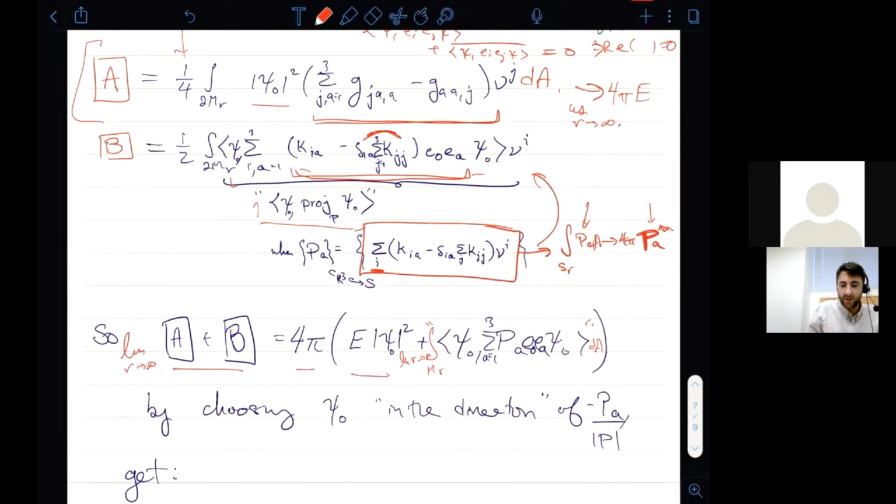be 4 pi energy times the norm of that constant spinor. We're still free to choose the constant spinor. We haven't done that yet. Plus this kind of projection of psi naught onto the integrand that will eventually give us the total momentum in the A direction. That vector as you range A over 1 to 3.